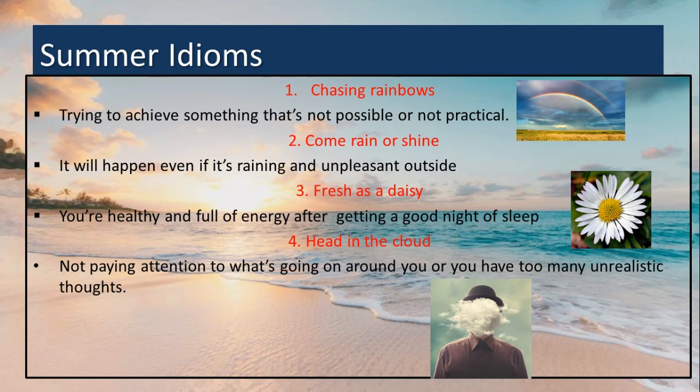Come rain or shine. This expression means that you will do something whatever happens. It just shows the determination of somebody to keep a promise or to reach their goals. So you don't care if it's raining or it's unpleasant outside. You will do what you intended to do.